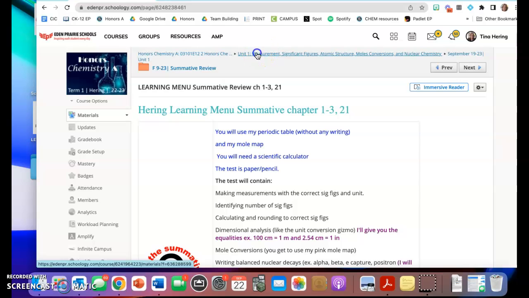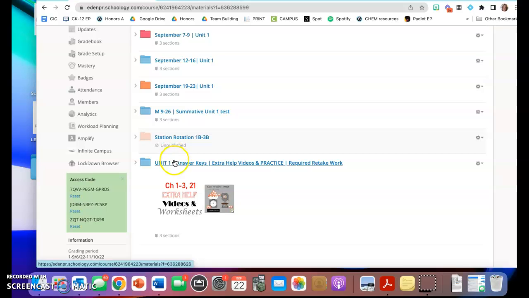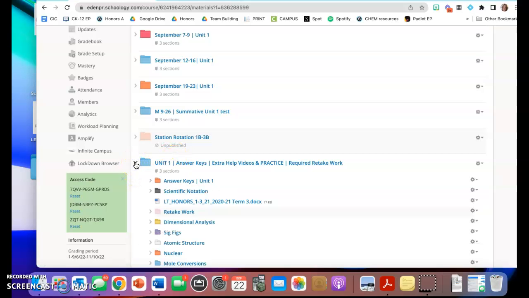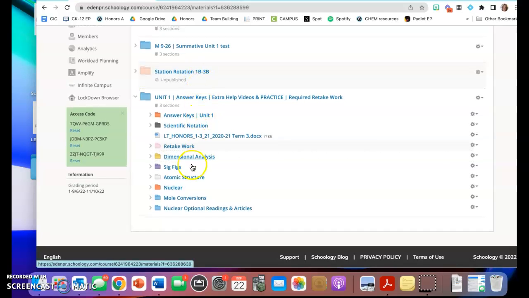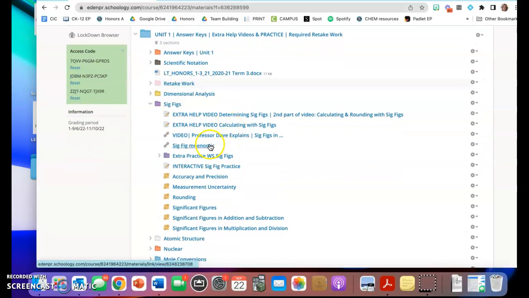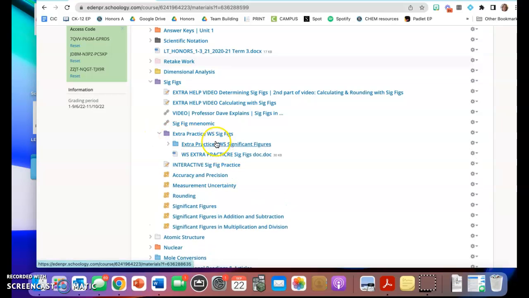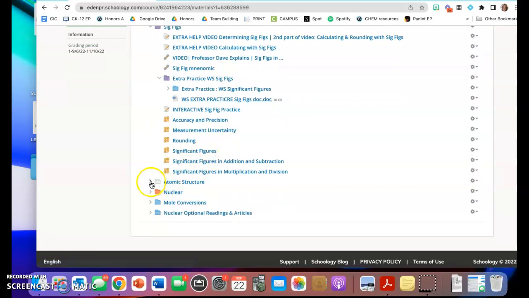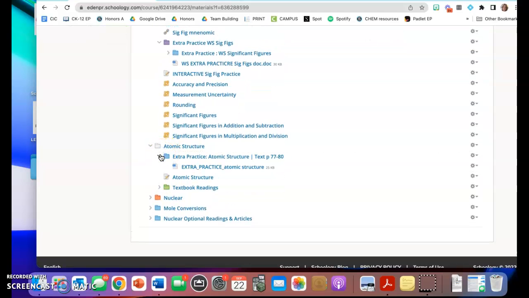Which leads you to, if you know that there's an area that you were not so confident on, go into this folder. Like, let's say, I still don't really understand sig figs. There are videos to reteach it. There's also extra practice, and there are worksheets with answers in there. That is true for pretty much every one of these topics, and these are the main topics of the test.